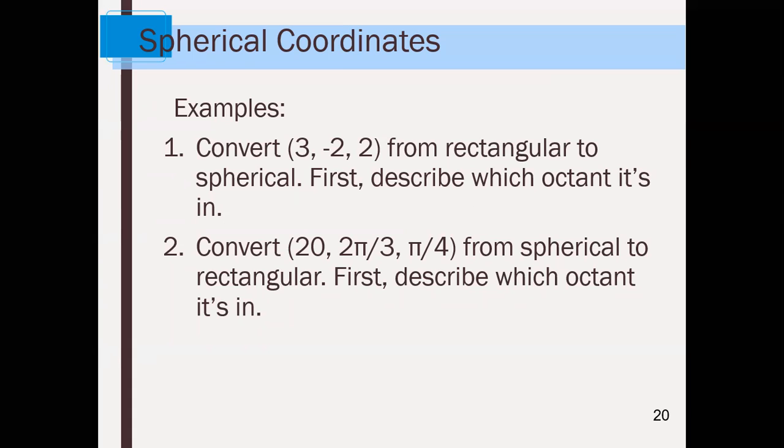I'm going to give you a minute to work on this. Convert (3, -2, 2) from rectangular to spherical. So in other words, this is x, this is y, and this is z, and I want you to convert this over to rho, theta, phi. And this one is rho, theta, and phi, and we want you to convert to x, y, z. So take a couple of minutes and work on that, please, and we'll reconvene.